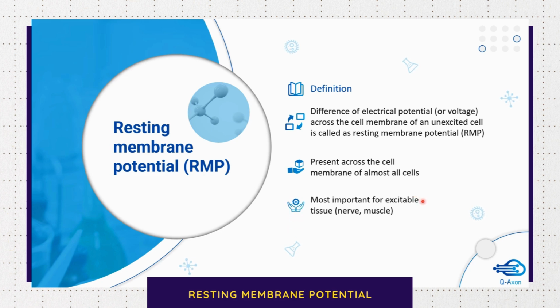However, it is most important for excitable tissues or cells, that is nerve, muscle, glands, because these excitable tissues actually respond to a stimulus. So like in nerve, when there is a stimulus, there will be a change in the voltage across the cell membrane, that is known as action potential. So the voltage which is present in the resting state of an unexcited cell is called the resting membrane potential.